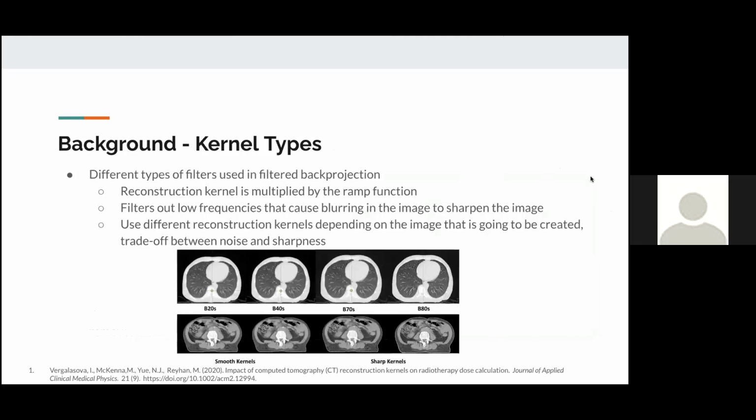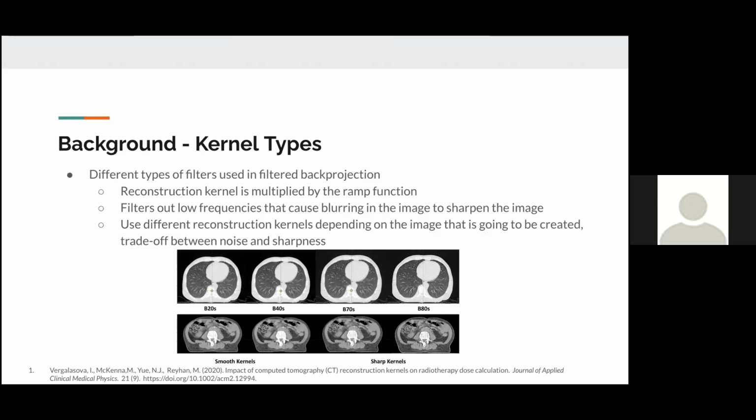Okay, so there are different types of filters used in the filtered back projection method. To create the filter, different kernels are multiplied by the ramp function, which we'll show in the following slide. The filters are used to filter out low frequencies that cause blurring in the image. This results in a sharper image that has more clinical relevance when examining small objects.